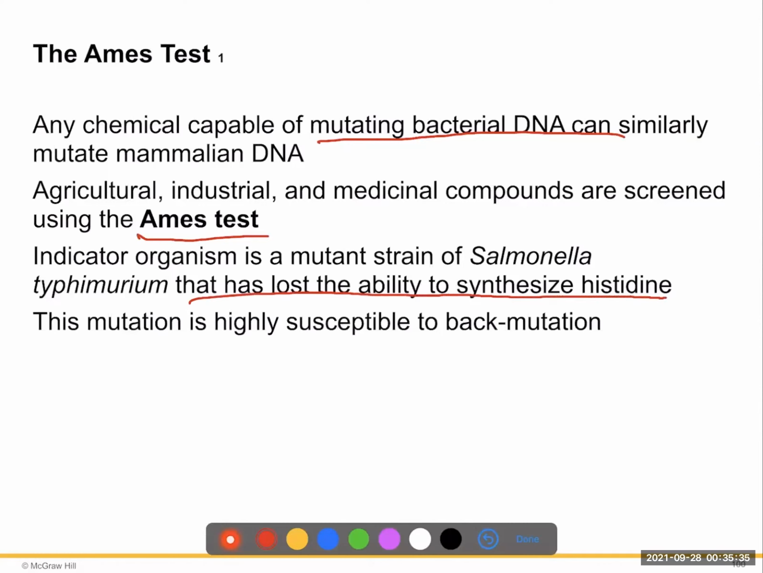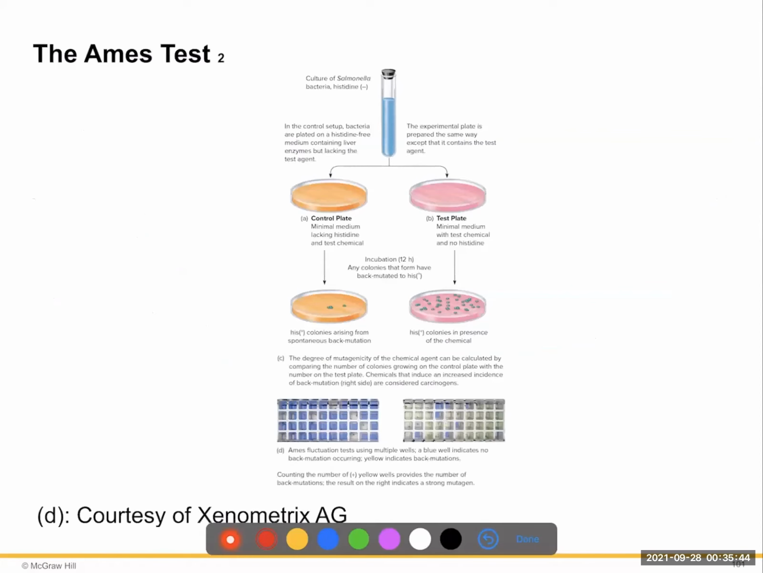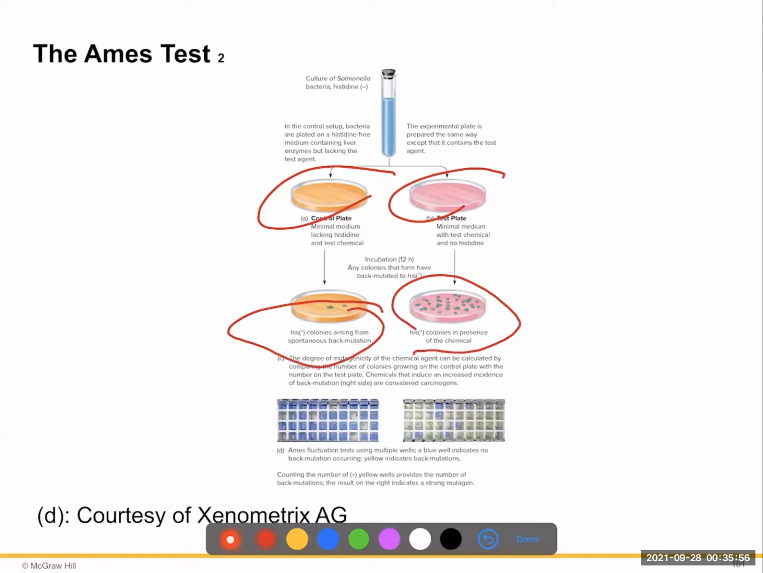The mutation is highly susceptible to what's called a back mutation. You fix that and put it back to the original form that it was in. You take your culture, use a control plate and a test plate, and incubate it. You have certain histidine colonies, with spontaneous back mutation, and certain ones that don't, and then you can regroup and re-inoculate those colonies and see which ones are missing that, or which ones are exhibiting that mutation.